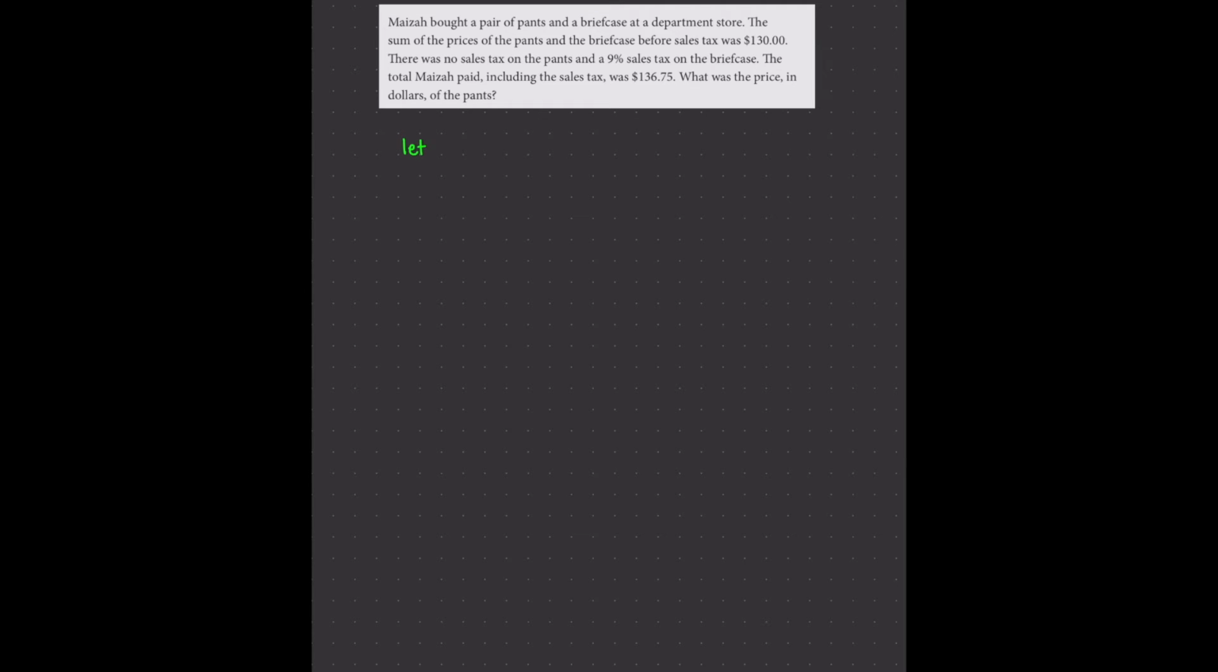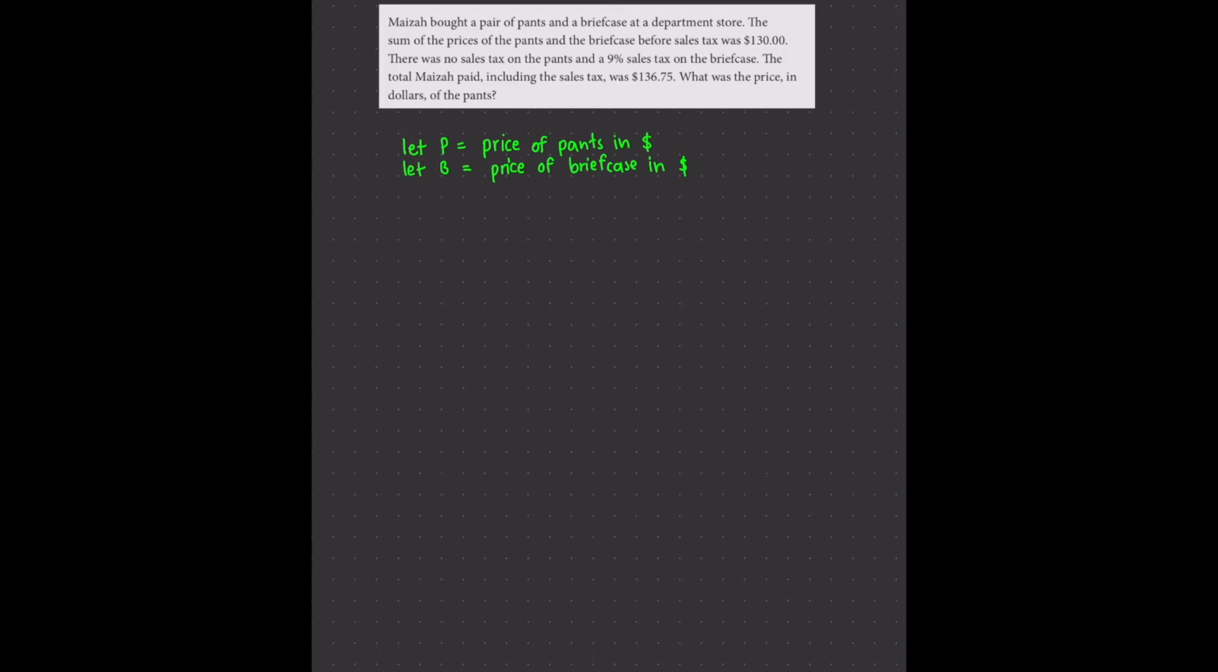Alright, the first thing we should do is to define the variables. The question we have just read discusses the price of the briefcase and the price of the pants, and is asking you to find the price of the pants. So first of all, let P be the price in dollars of the pants, and let B be the price in dollars of the briefcase.